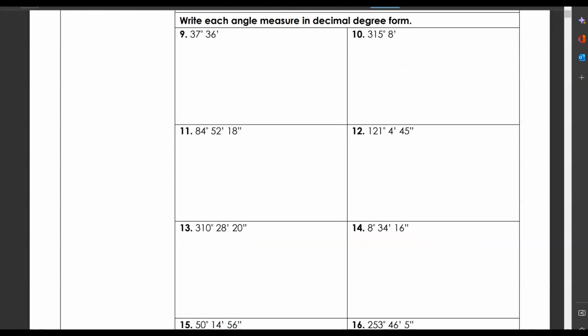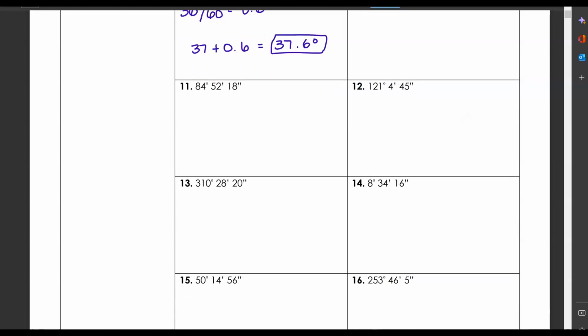All right, let's practice this. So from this first one, 37 degrees and 36 minutes. So remember, we're going to take those minutes, so 36 minutes, and we're going to divide that by 60. And so that gives us 0.6. And so now I'm going to take the 37 degrees plus the 0.6, and that gives me 37.6 degrees.